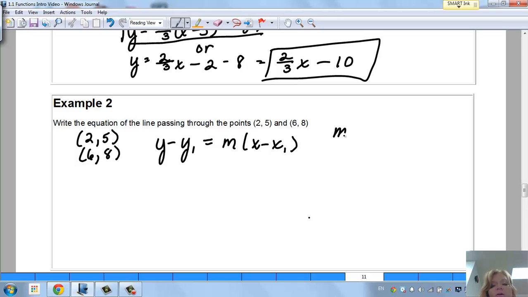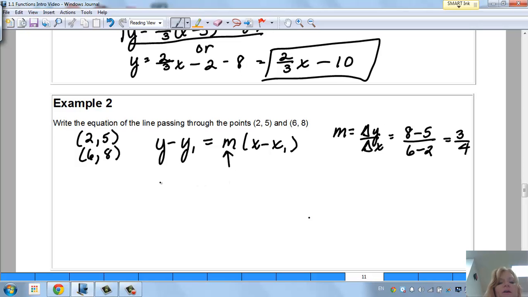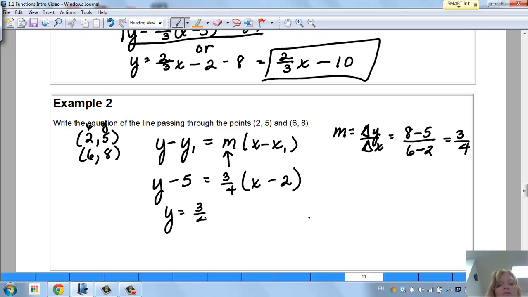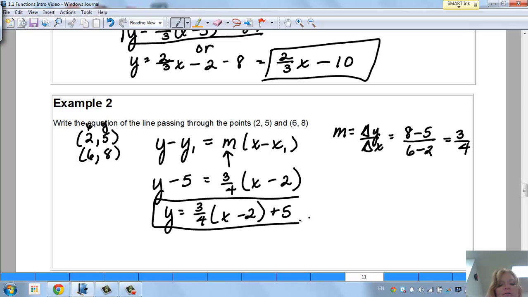So let's do the slope here. Slope is delta y over delta x. So I've got 8 minus 5, and I'm going to go this way over 6 minus 2. As long as you do the same direction, we're all good. So it's 3/4. Okay? So now I can put 3/4 in that spot right here. So I have y, and I'm going to throw in one of the points. I'm just going to use the top one. So I have y minus 5 equals 3/4 times x minus 2. So there's my equation. Move the -5 over, so I have 3/4 x minus 2 plus 5. I would accept that. That is a nice equation.